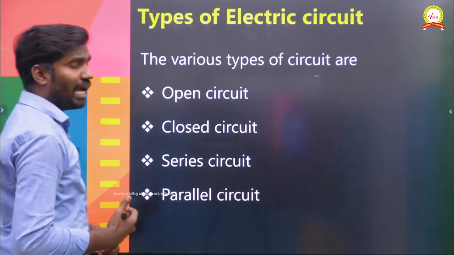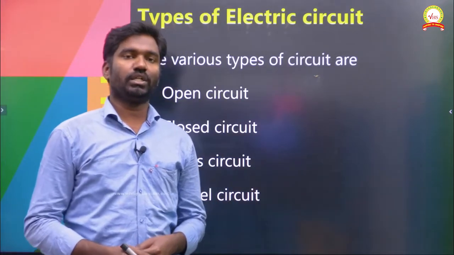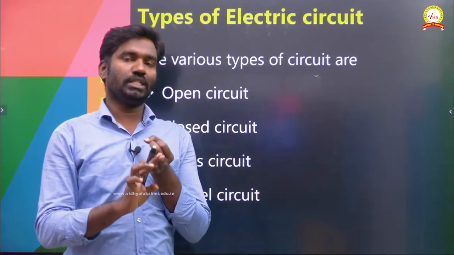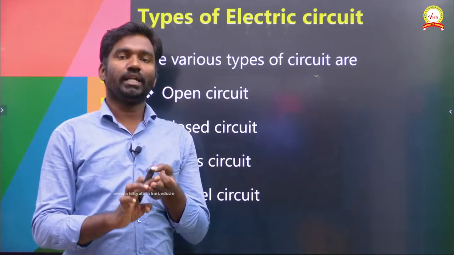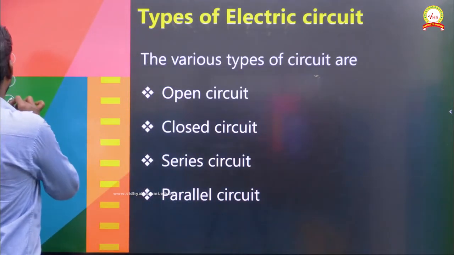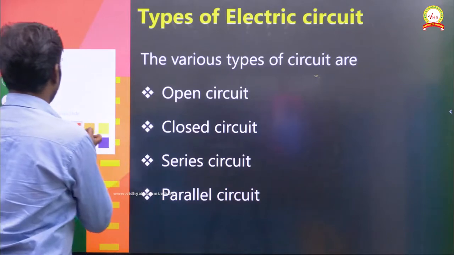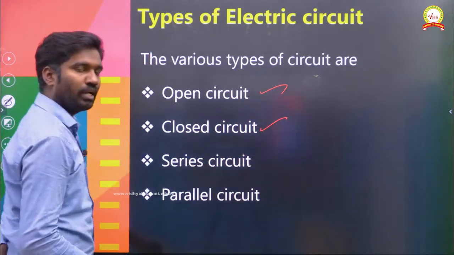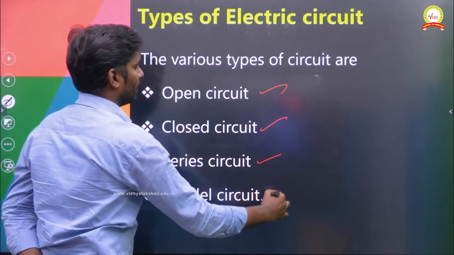Next. So we are having the various types of electric circuit. So what are the various types of electric circuit we are having? Simple circuit, that is a series, parallel, and then closed circuit, and then open circuit. Clear? So what are the various types of electric circuit you are having? An open circuit, and then a closed circuit, and a series, and then a parallel.